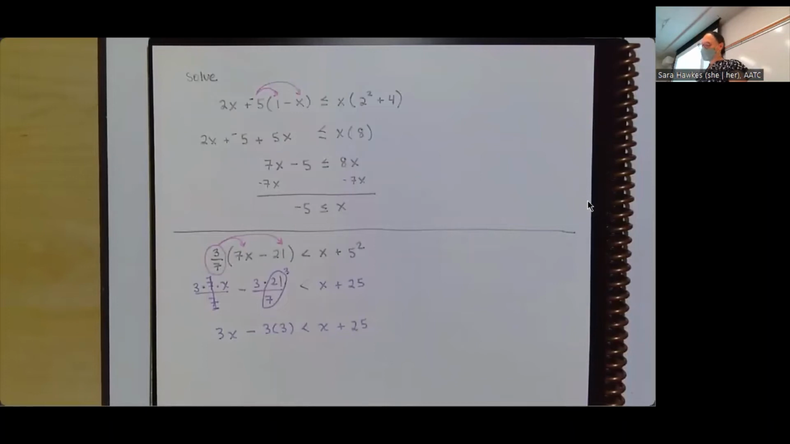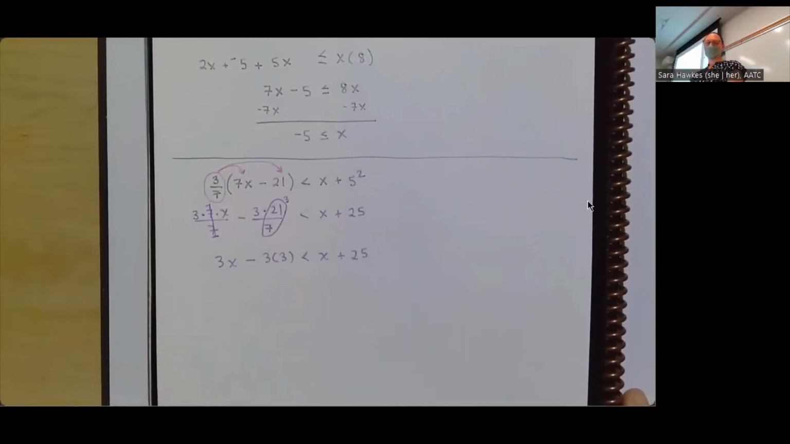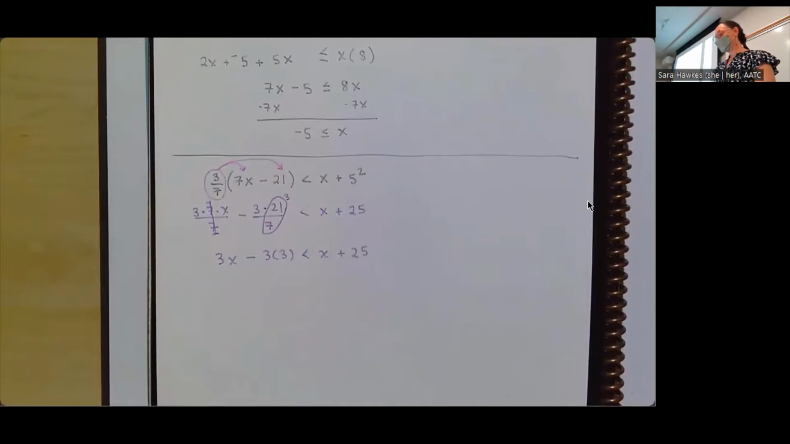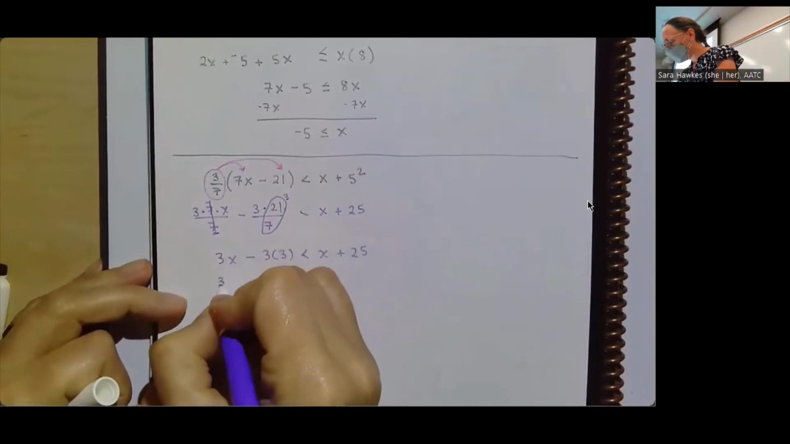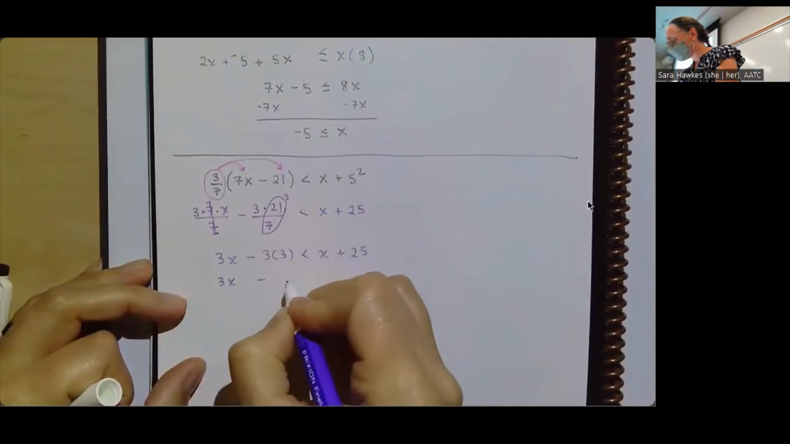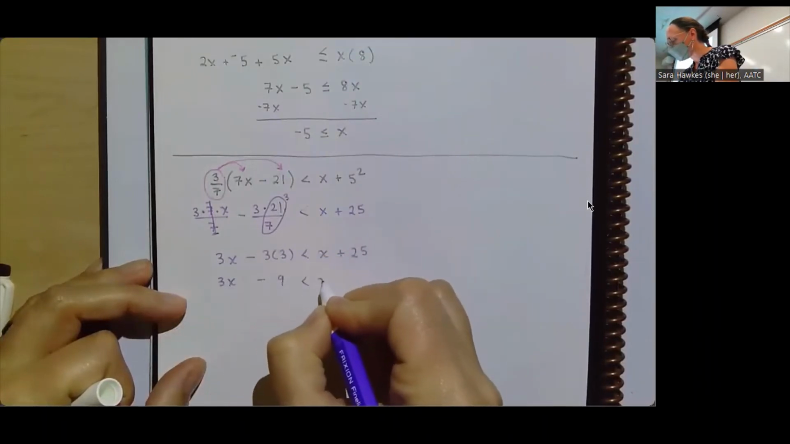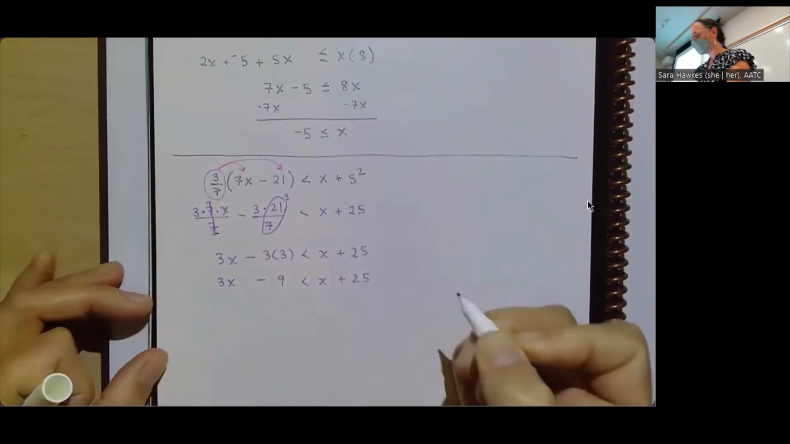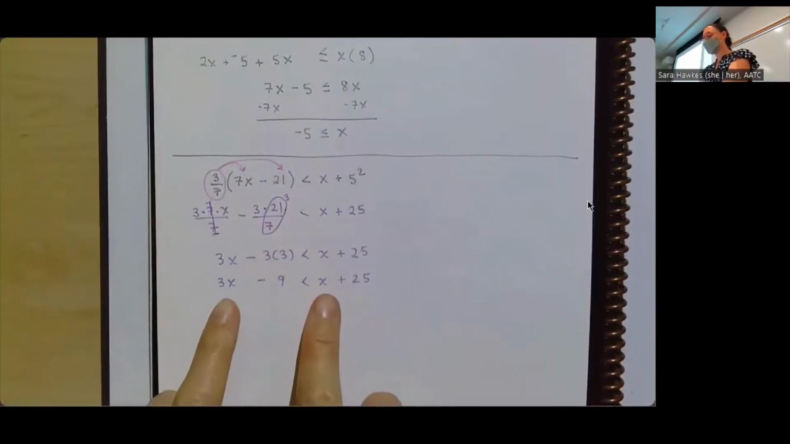I'm going to choose to put my x's on the left-hand side this time, because I want them on the side where they're going to be positive. So I've got 3 times 3 is 9. So I've got 3x minus 9 is less than x plus 25. So I can subtract x from both sides.